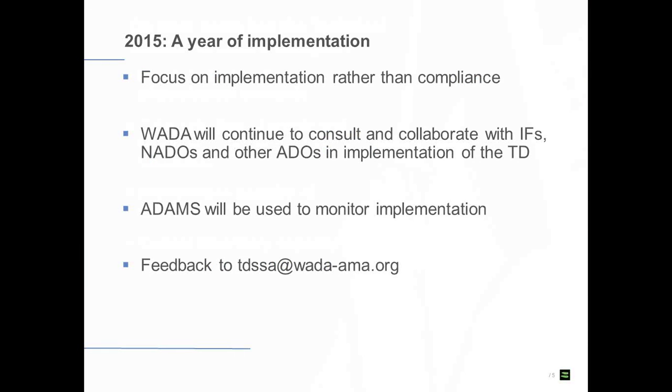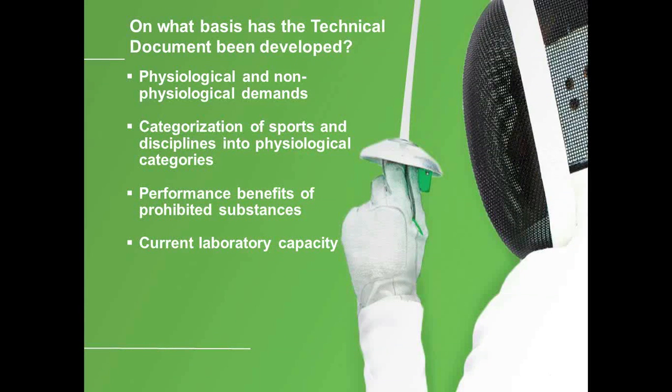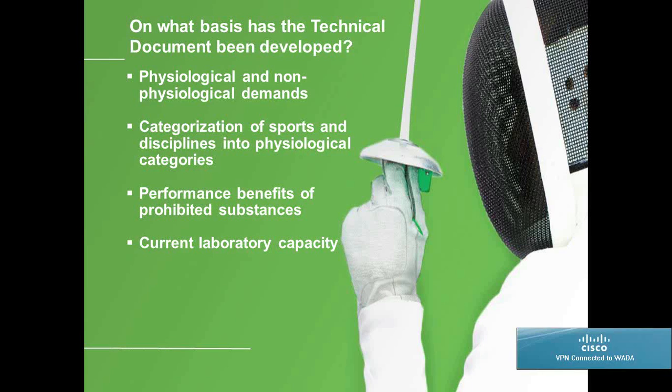The development of the technical document was primarily based on physiological and non-physiological demands in conjunction with the international federations. The sports were classified into similar physiological categories to create a level of consistency, and this was a similar approach as applied in the DRENG study of Anti-Doping Norway on this topic. The performance benefit of substances was also assessed, so ranking how effective these prohibited substances were in increasing performance. And finally, we also considered the existing laboratory capacity to analyse those prohibited substances globally.